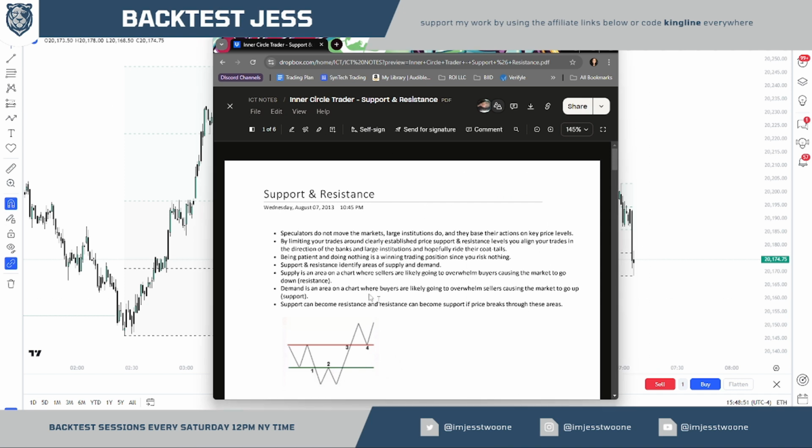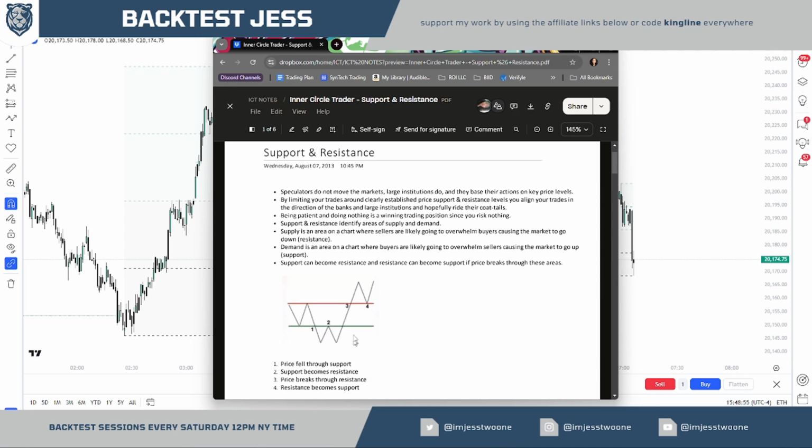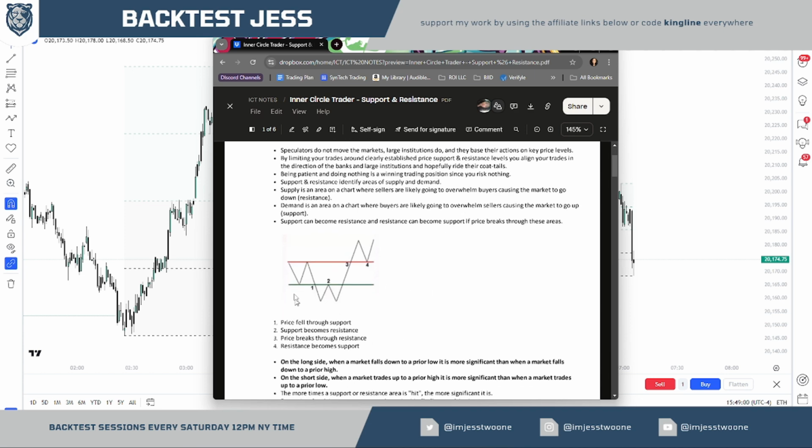Can see this window here. So this is literally how I learned support and resistance, through these notes here and this depiction of price being displayed here. So 1, price fell through support. 2, support becomes resistance. 3, price breaks through resistance, this resistance here, and then resistance becomes support.